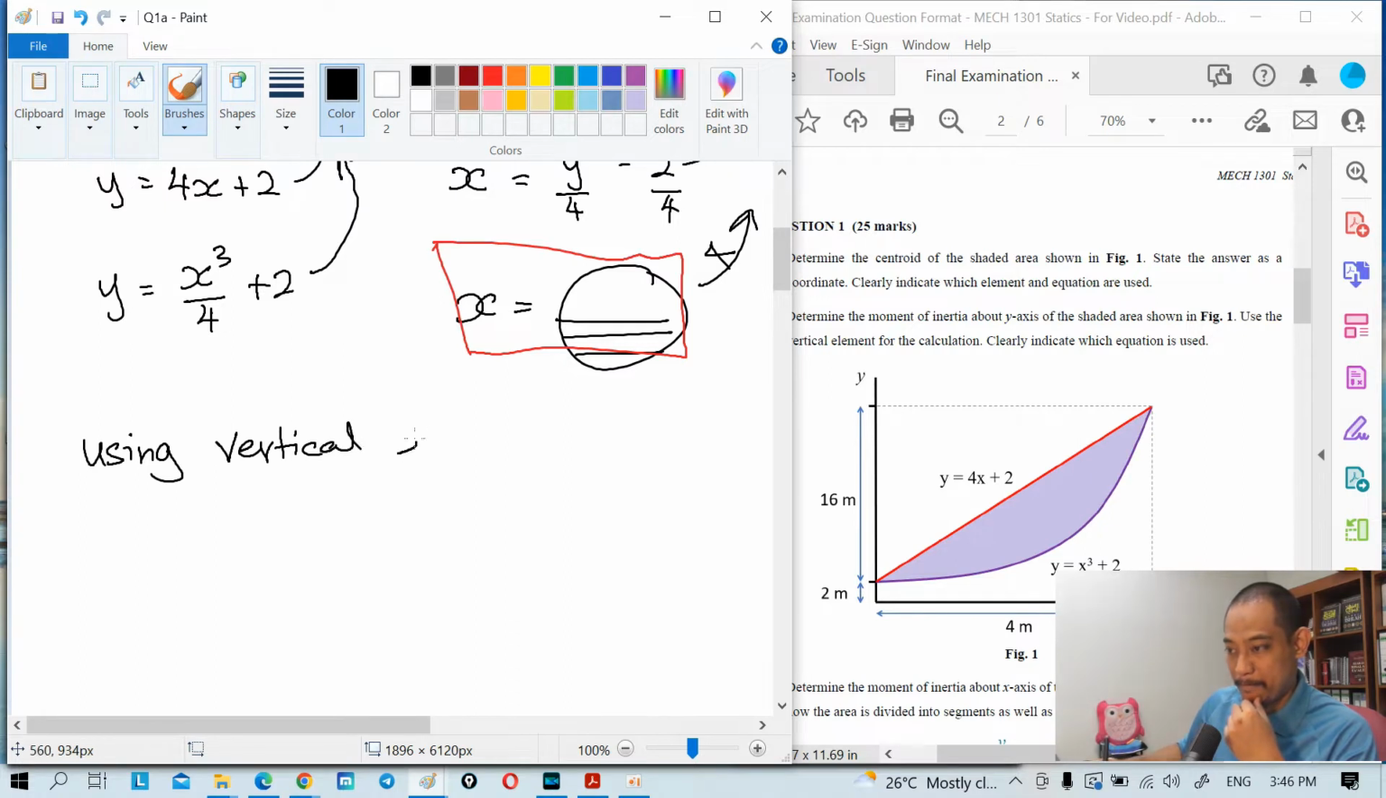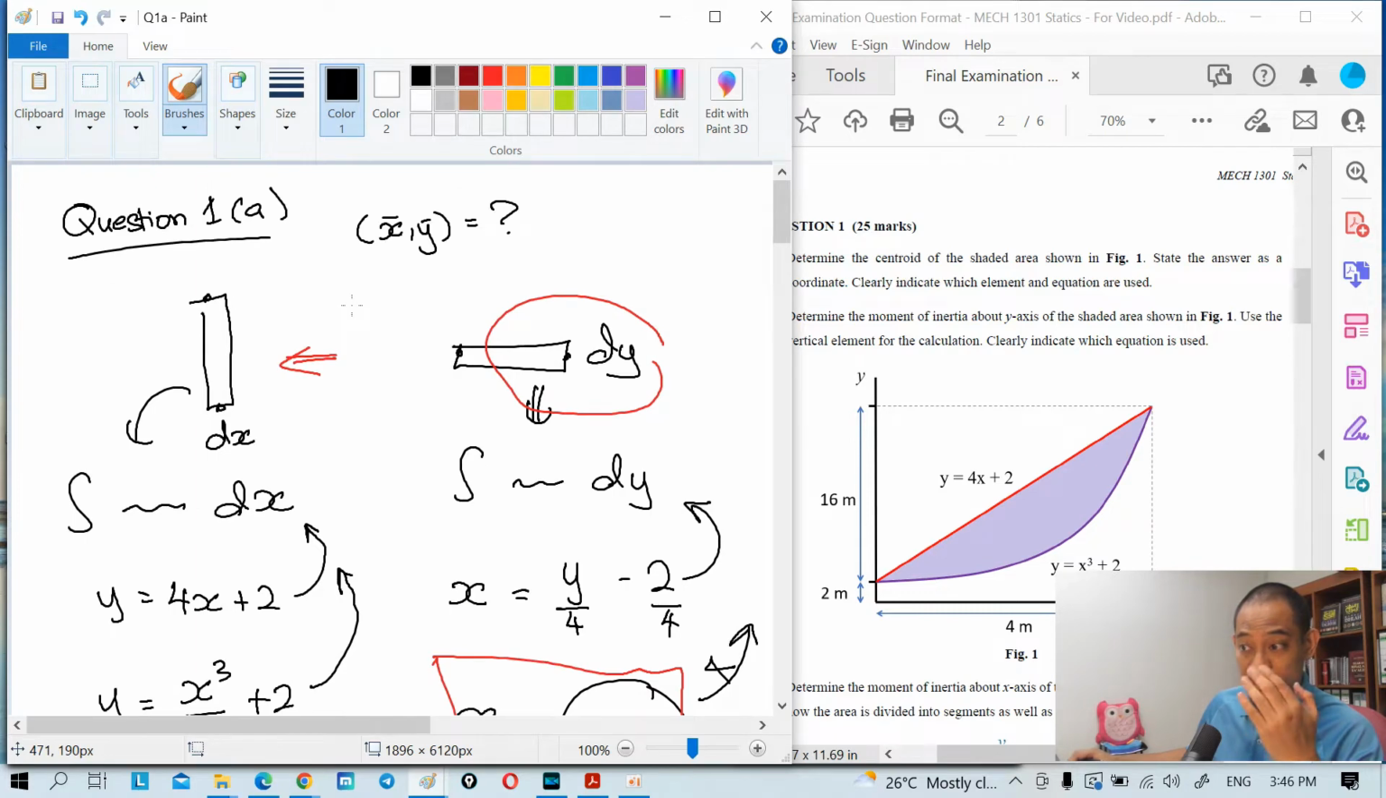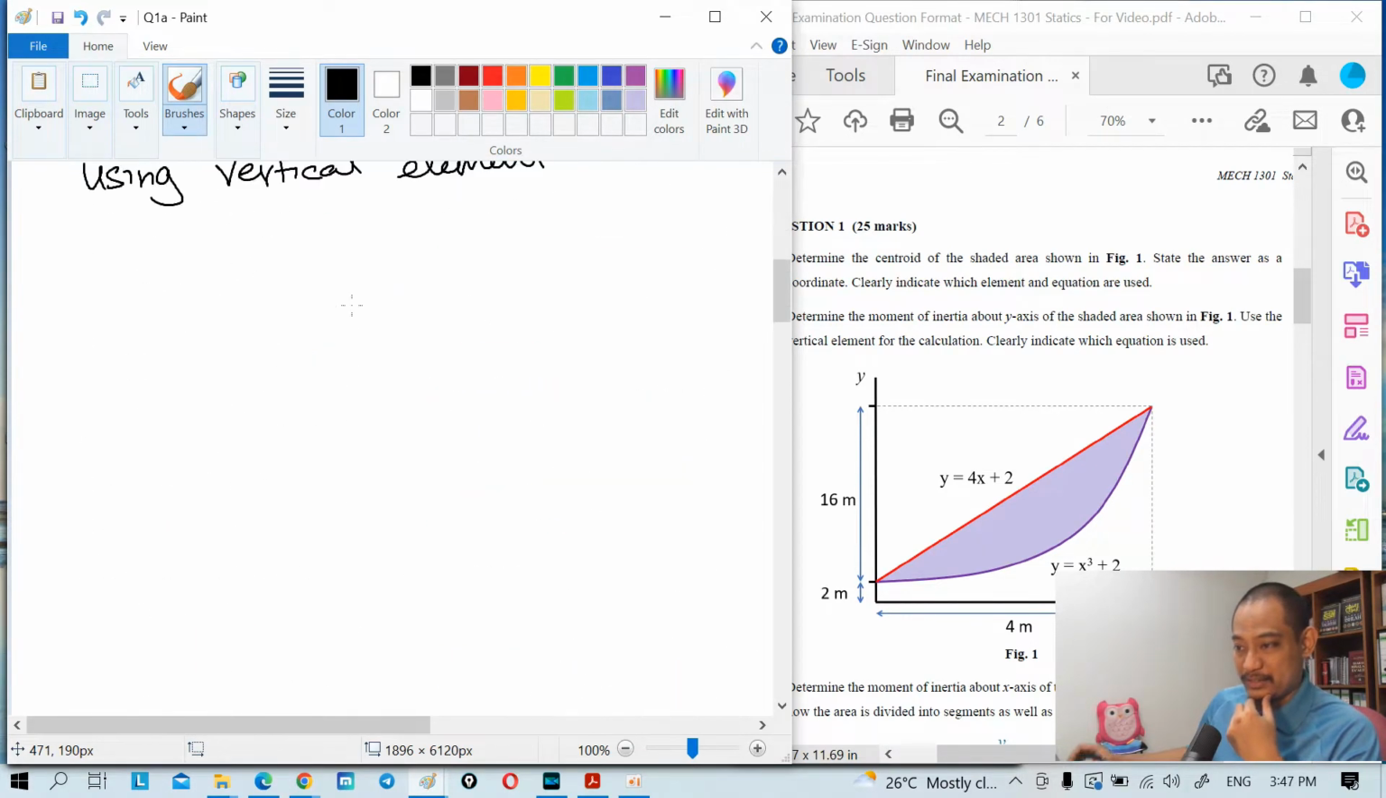We use the vertical element, right? Because the question clearly indicates which element to use, so we use the vertical element. Even if the question does not say that, you have to indicate what you use, otherwise we cannot understand your calculation, because the calculation starts with which element you choose.